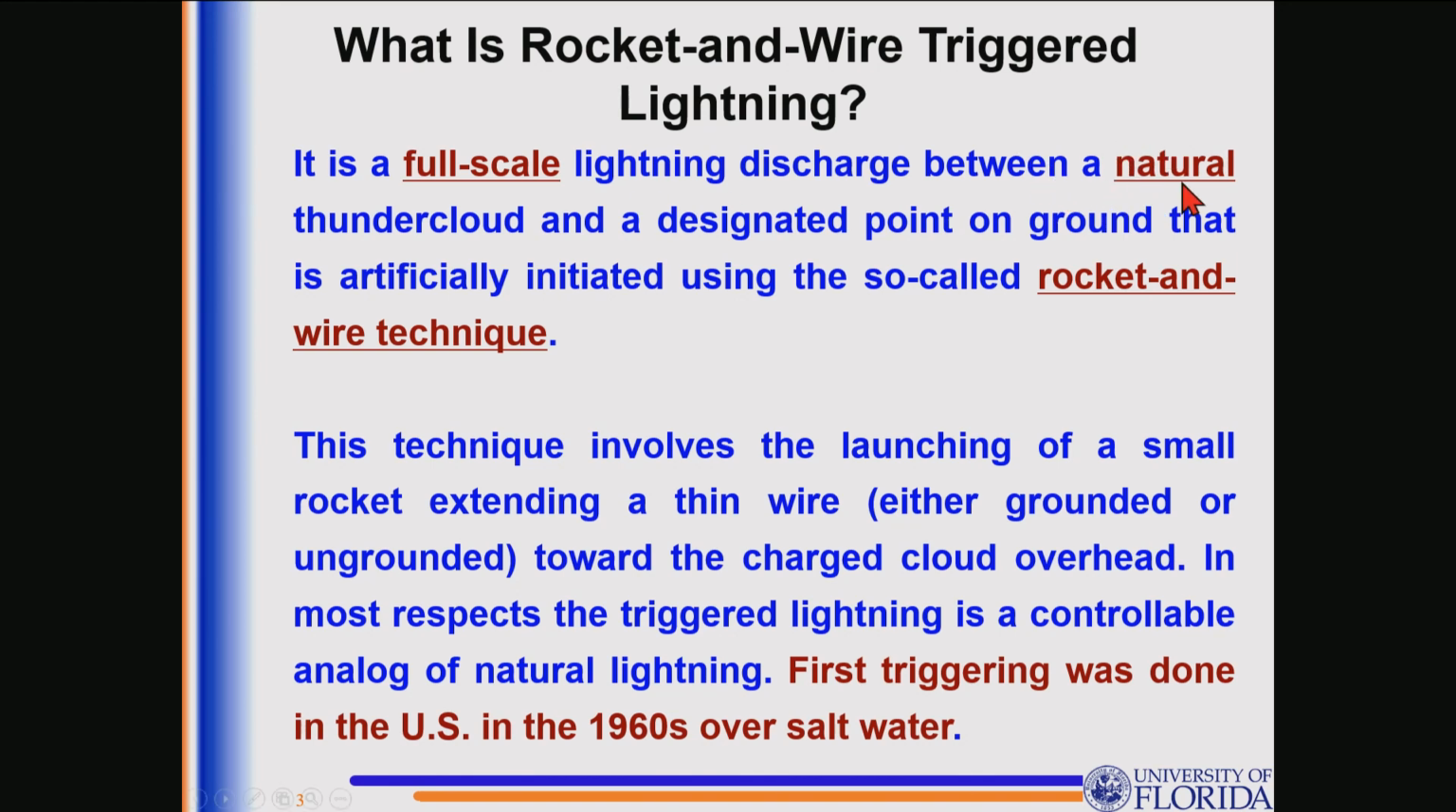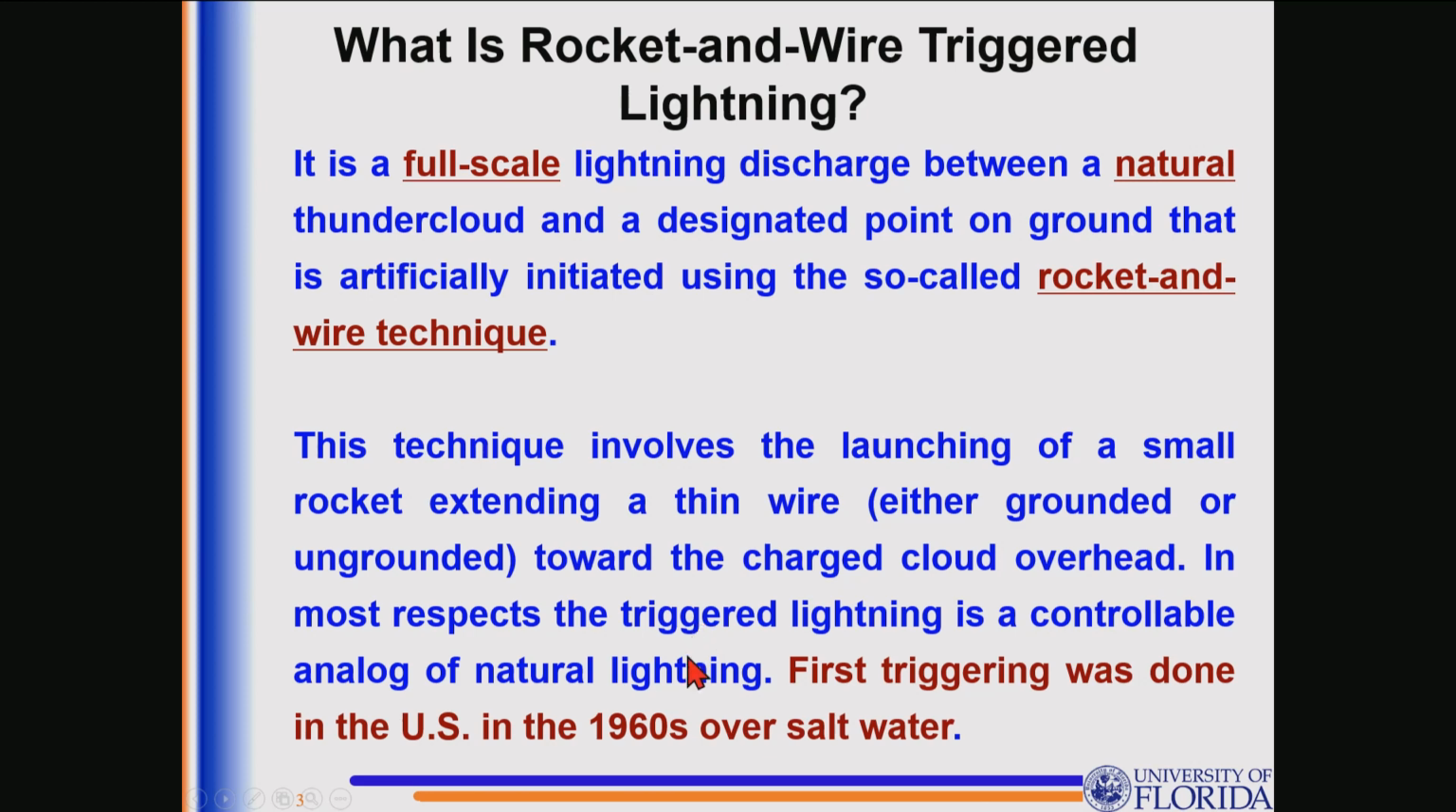The other key word here is natural. So the energy tapped by rocket triggered lightning is naturally accumulated in a thundercloud, which otherwise would produce natural lightning. The rocket and wire technique involves the launching of a small rocket, usually 1 meter or less in length, extending a thin wire, could be grounded or ungrounded, toward the charge cloud overhead. And in most respects, the triggered lightning is a controllable analog of natural lightning.